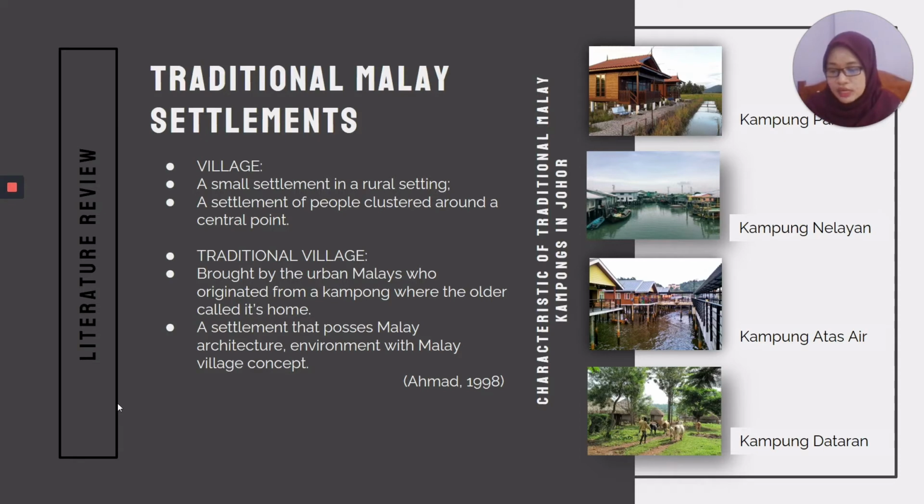The next one is Kampung Atas Ayer, where the houses are scattered, built on the water surface with platforms and pillars to accommodate the height of the house. And Kampung Dataran is centralized with local infrastructure. It is aligned with the road and scattered towards the hinterland area.